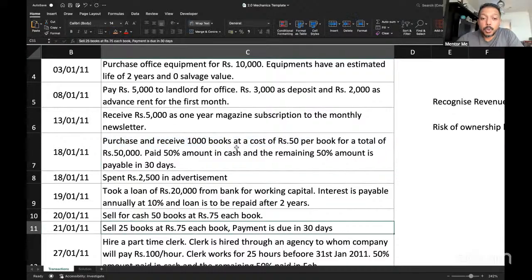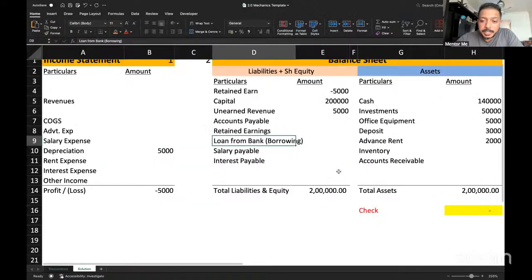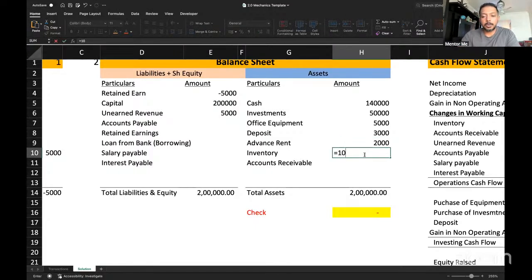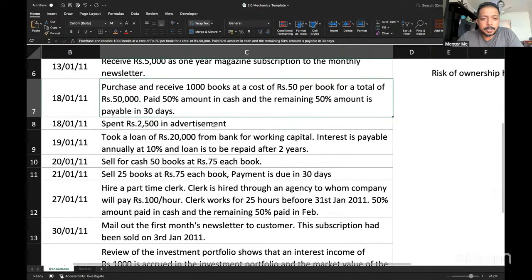Right? Because we have not sold it. Remember, we have just purchased it. So since we have purchased it, only it will go to inventory. So 1,000 into 50. So 50,000 worth of inventory has come in on our asset side. But remember now the second part of it, which is a little complex, because half we are paying in cash and half we are paying later.